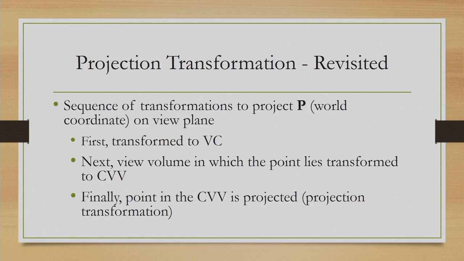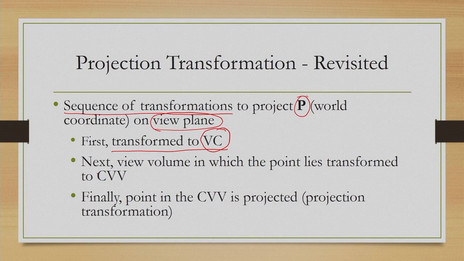Let us revisit the sequence of transformations that we perform to project a point P in the world coordinate scene to a point on the view plane. Now, we mentioned that this is akin to taking a photograph, that is, we transfer it to view coordinate system, then take a projection. However, earlier we mentioned these two steps, now one third step is added. So, first we transform the world coordinate point to the view coordinate system, as we have discussed in an earlier lecture.